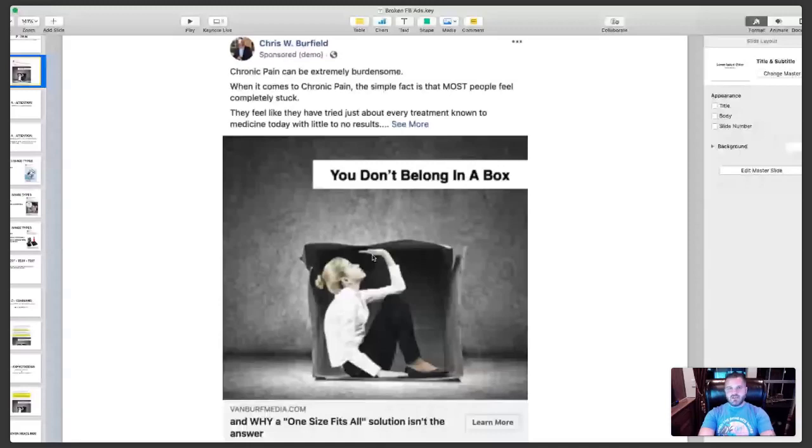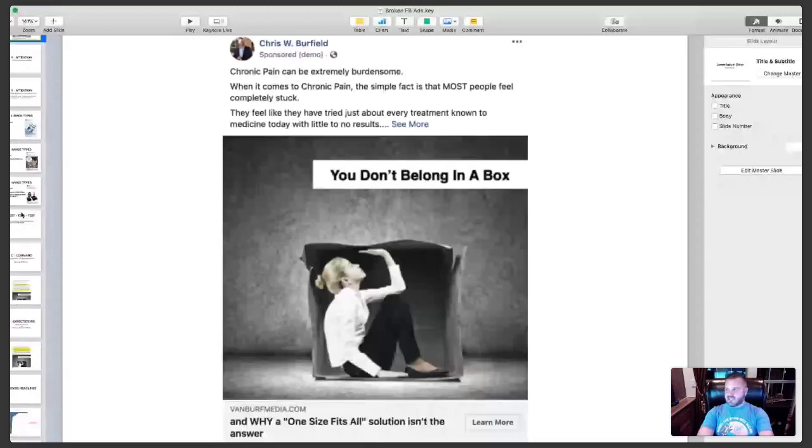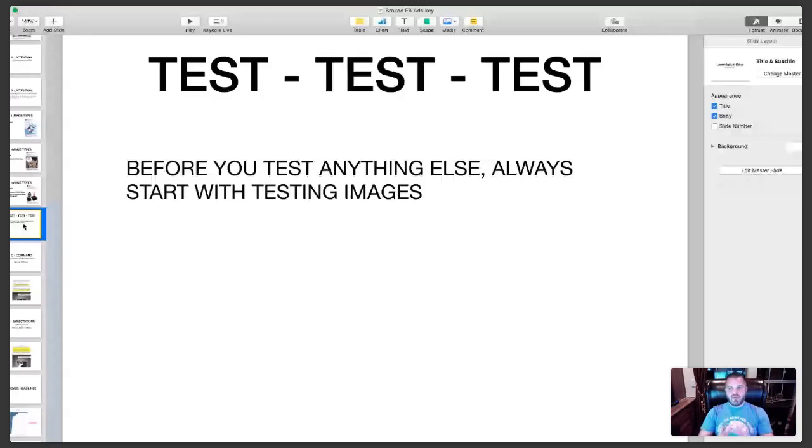So what images actually work best? Like I said, test, test, test. Before you test anything else with your ads, you always want to start with testing images. What do I mean by that? When a Facebook ad campaign is set up, there are 3 levels to it. There's the campaign level. There's the ad set level, and that's where you do your targeting. And then there's the ad level, and that's where your creative is. That's where you put your images or your video or whatever it is that you're using.